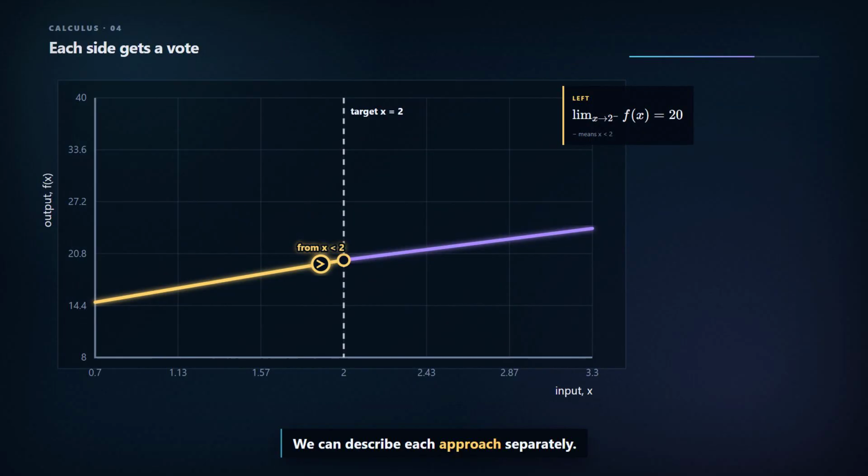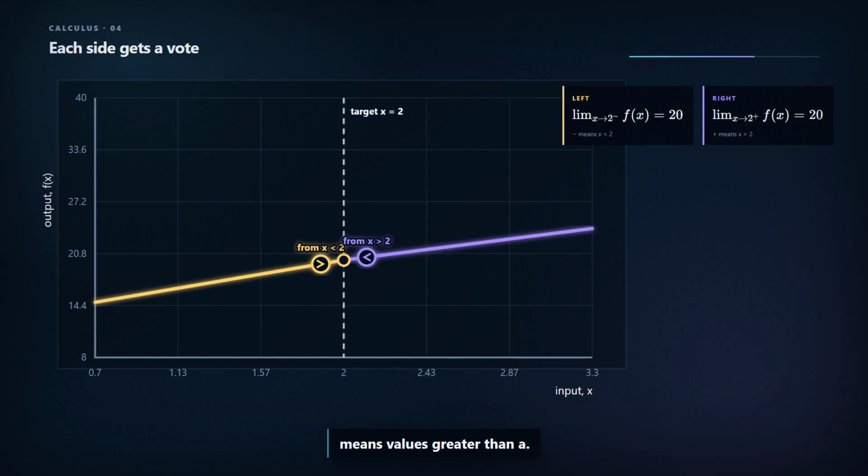We can describe each approach separately. In a left-hand limit, the small minus means x approaches a using values less than a. Watch the gold probe travel from left to right. In a right-hand limit, the small plus means values greater than a. The violet probe travels from right to left. These superscripts describe direction. They do not say the output is negative or positive. When both probes approach the same height, the two-sided limit exists.